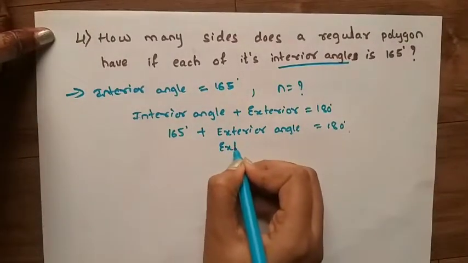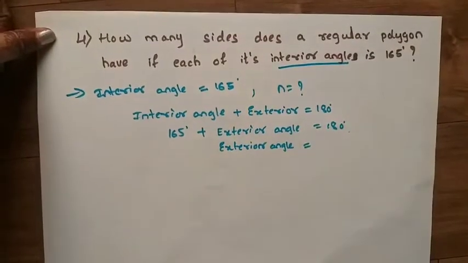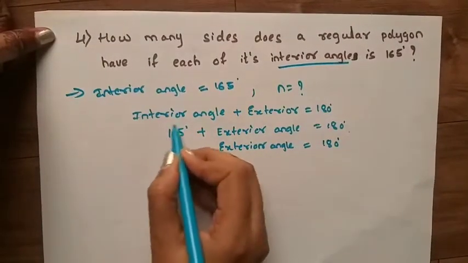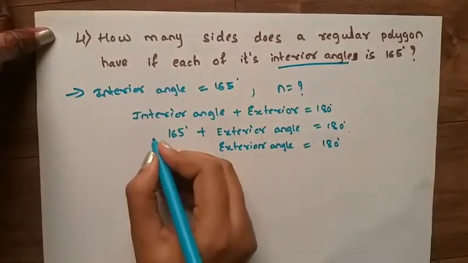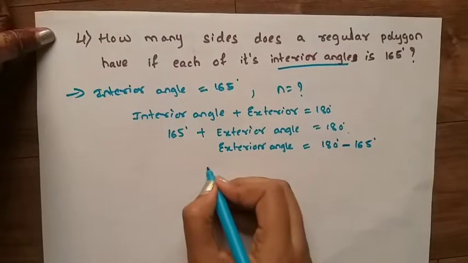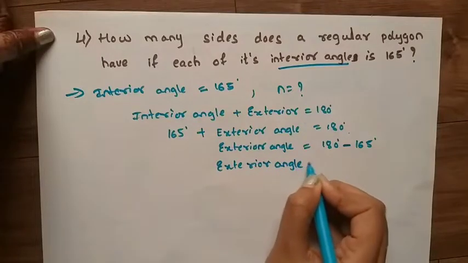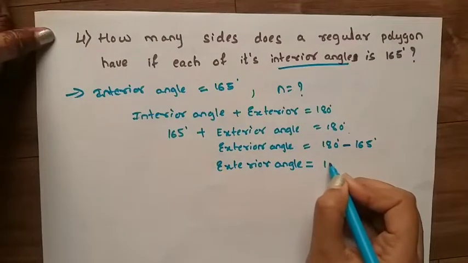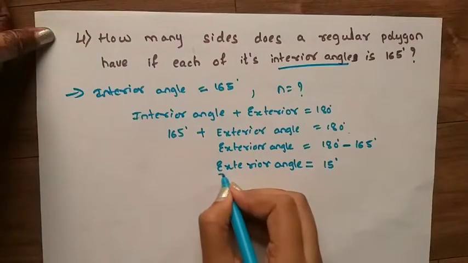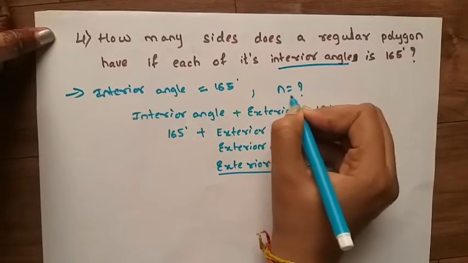So exterior angle is equal to 180 degrees. Here this is a plus 165. When it goes to the right hand side, the plus sign becomes a minus, so minus 165 degrees. So exterior angle is equal to how much? Exterior angle is equal to 15 degrees. 180 minus 165 is 15 degrees. Now we have the value of the exterior angle. Using this value we have to calculate the number of sides.